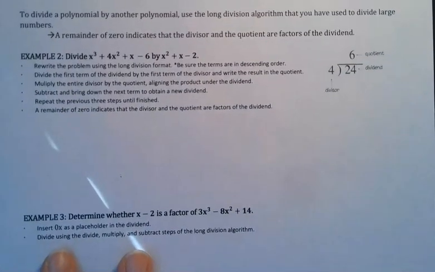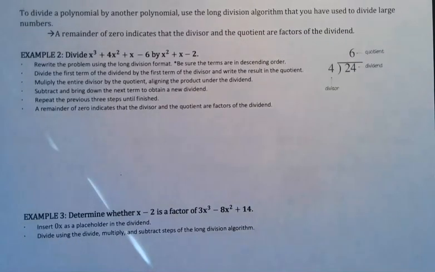Okay, so to divide a polynomial by another polynomial. So this is when we have a polynomial divided by another polynomial. We're going to use the long division algorithm. So I hope that you rocked 4th and 5th grade math and division, because we're going to use that long division algorithm that you've used to divide large numbers. Now, the deal here is a remainder of 0, that's big, indicates that the divisor and the quotient are factors of the dividend. Because if we have a remainder, then that's not really a factor.